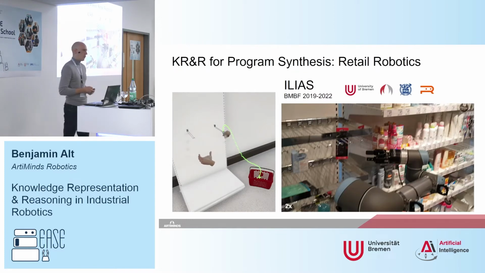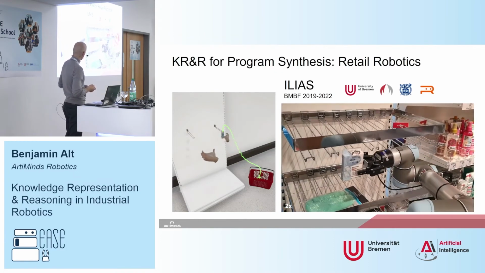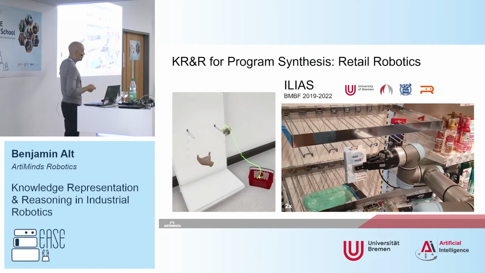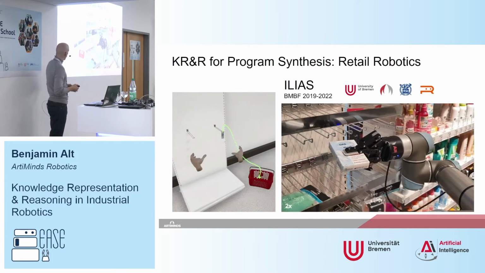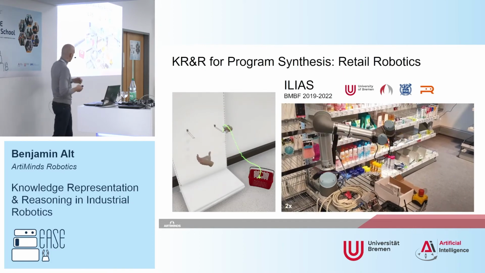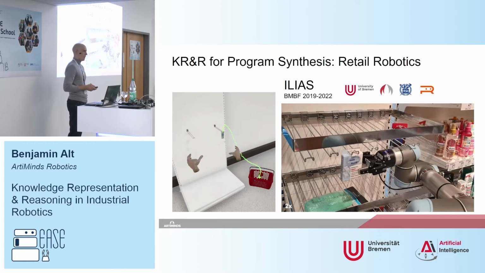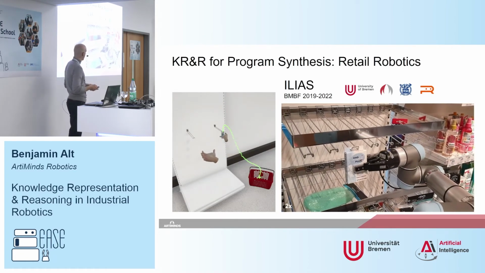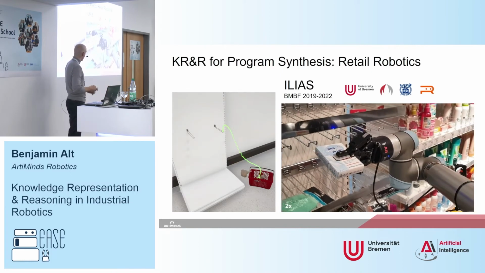Another is in the space of retail robotics. So this is here at the University of Bremen in the Ilias project, which has just finished. And we have VR demonstrations of tasks in a supermarket domain, such as here, taking an object from this hanger. And the goal is to automatically infer a program that makes the robot do the exact same thing. We were in this lab a few days ago upstairs, and we actually tried this on a real robot.